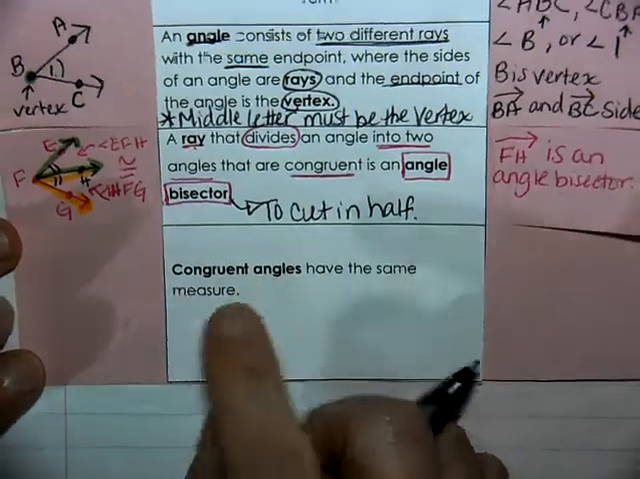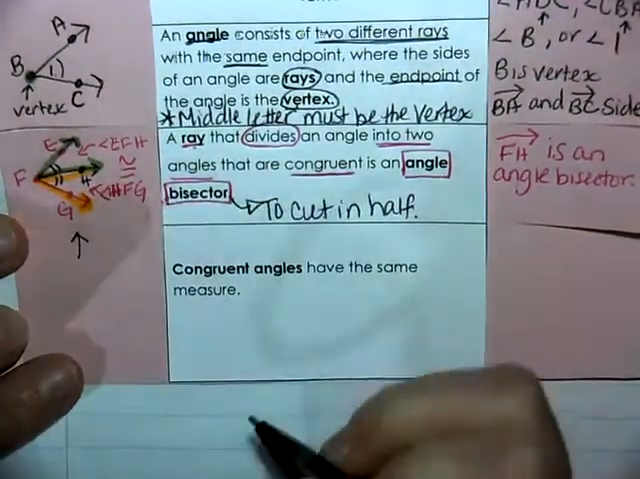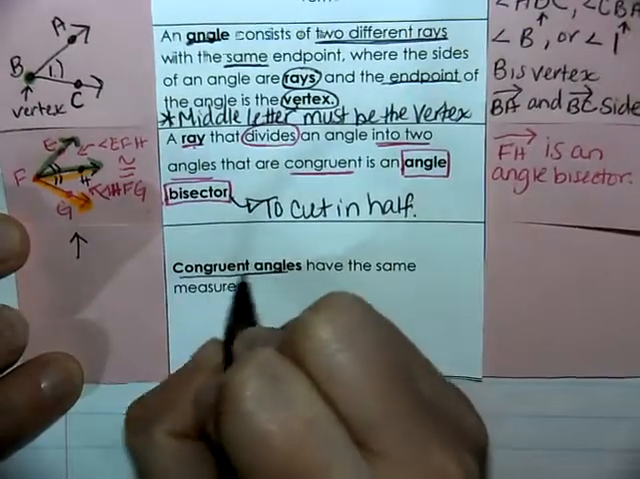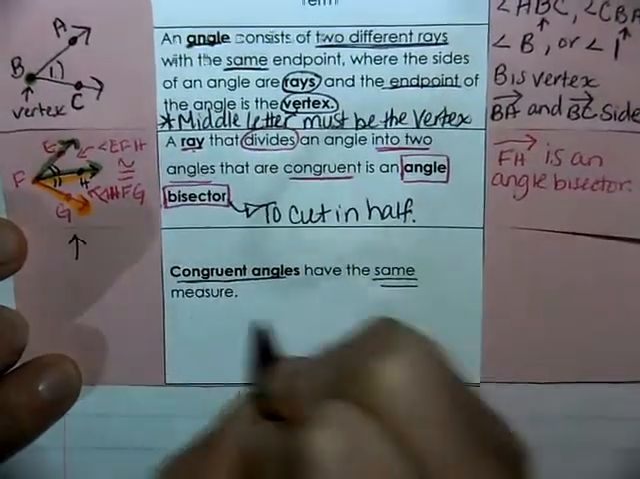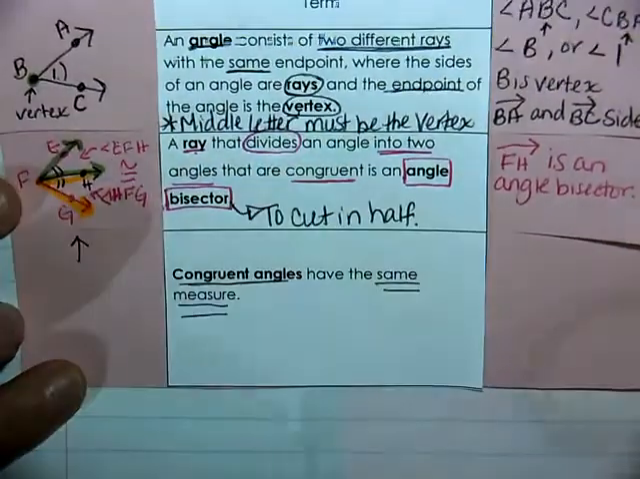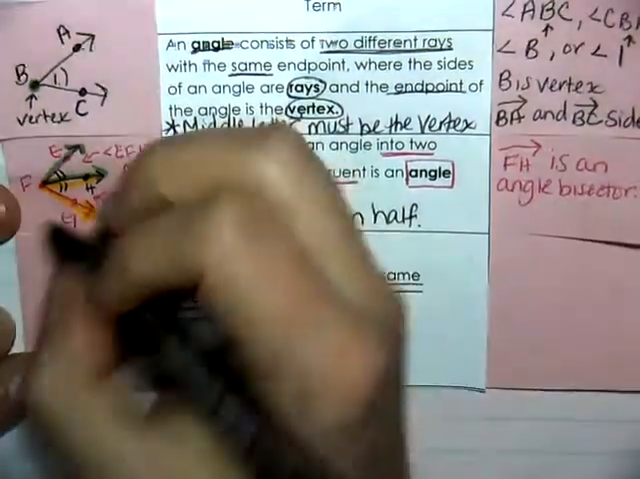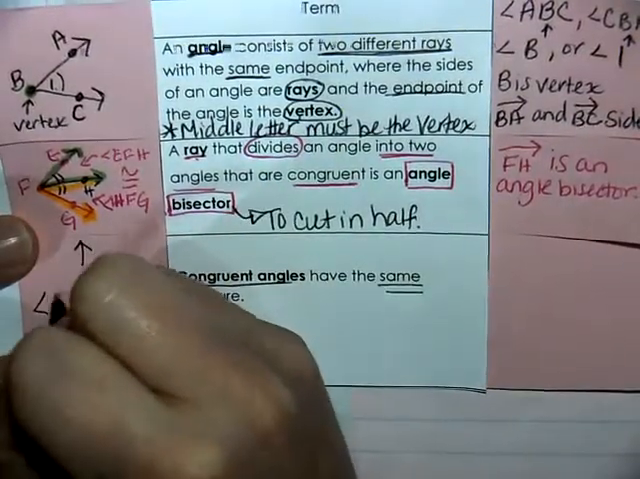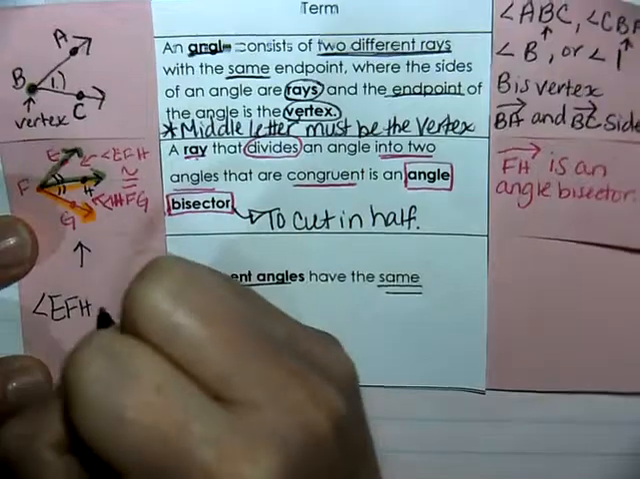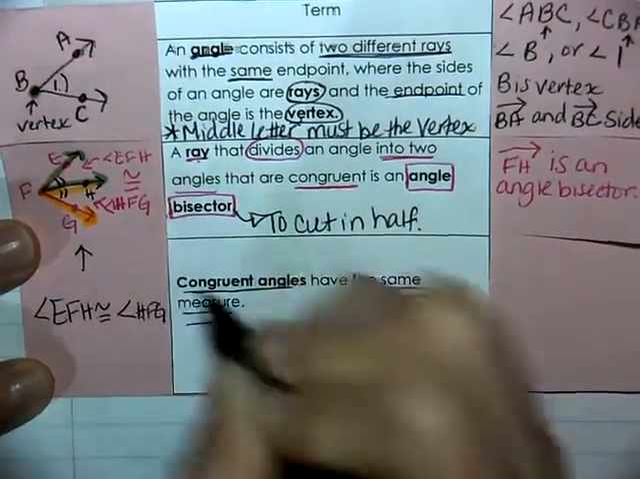Congruent angles. In this problem that we have up here, we had two congruent angles. Congruent angles have the same exact measure. And you can tell with arc marks, or you might be able to tell with the actual angle being named. So in this case, we had angle EFH being congruent to angle HFG.